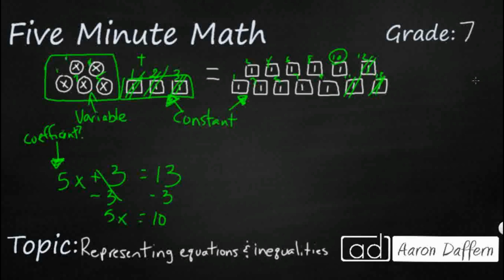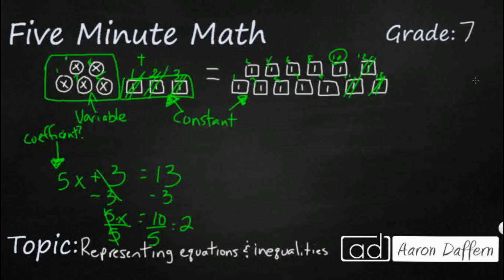Now what I need to do is get rid of this coefficient, so it is 5 times x. So what we want to do is divide both sides by 5. And so what does it look like on this visual? So x equals 10 over 5, which means x equals 2.